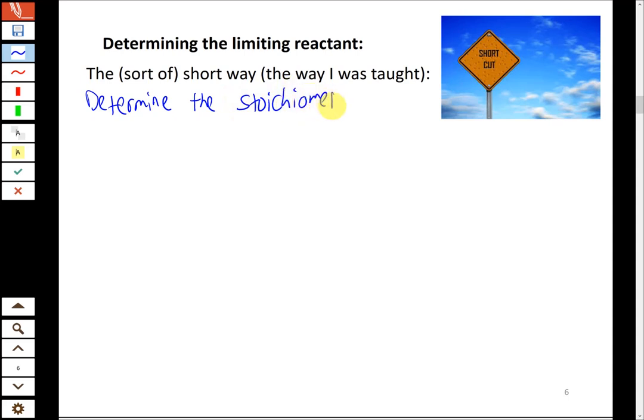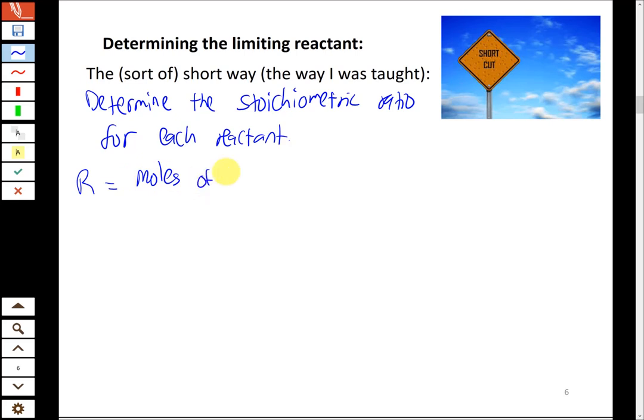Okay. All right, so what you're going to do is determine what's called the stoichiometric ratio for each reactant. Now let's define what that is, of course. We haven't seen that before. All right, so I'm going to abbreviate this as capital R. This is not really a standard definition, but that's just how I'll call it. And what you're going to do is you're going to take the moles of each reactant. So you have to calculate moles of each reactant, which is normally involved in any stoichiometry problem. And then you're going to divide that by the reaction coefficient for that specific reactant.